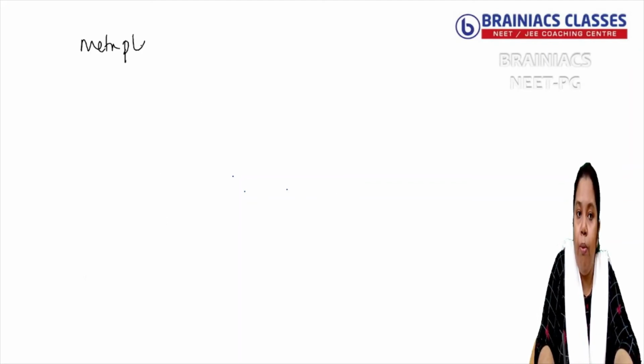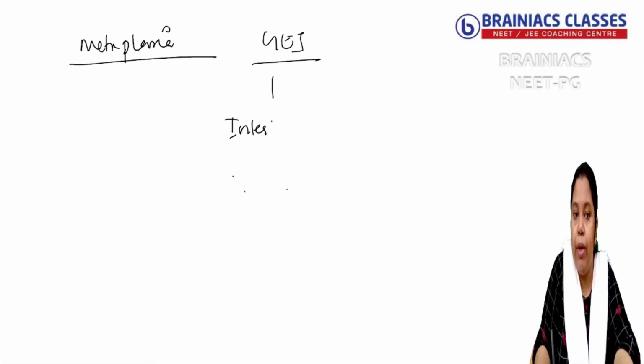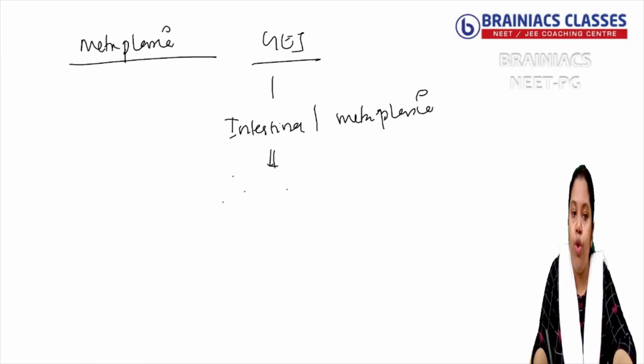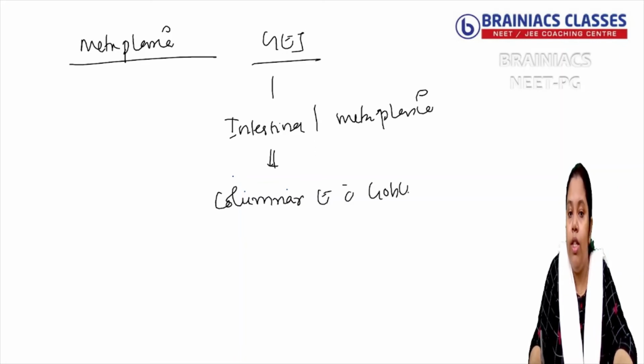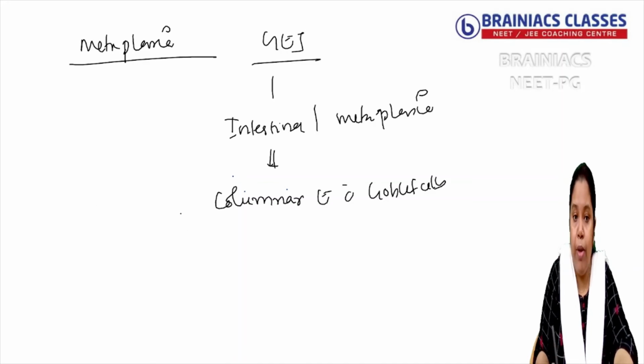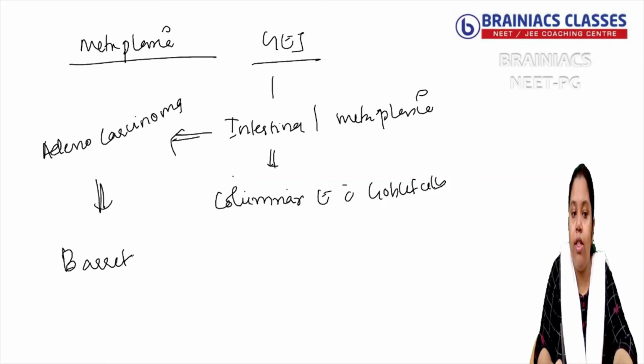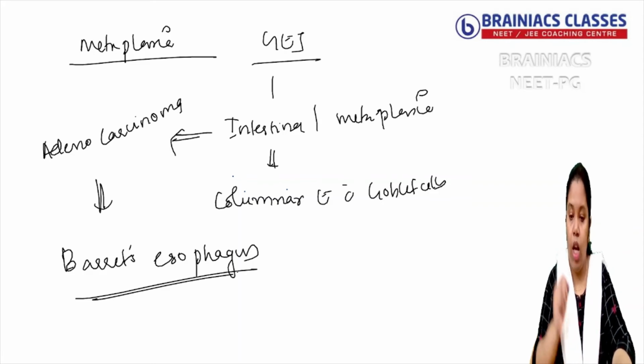Which is the most common metaplasia at the gastroesophageal junction? It is intestinal metaplasia. At the junction, the squamous epithelium is converted into columnar epithelium with goblet cells, and that is called intestinal metaplasia. This intestinal metaplasia leads to an increased risk of adenocarcinoma, and this condition is called Barrett's esophagus. Understand? This is about the esophagus.